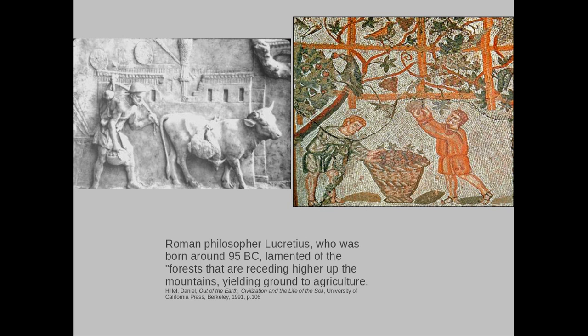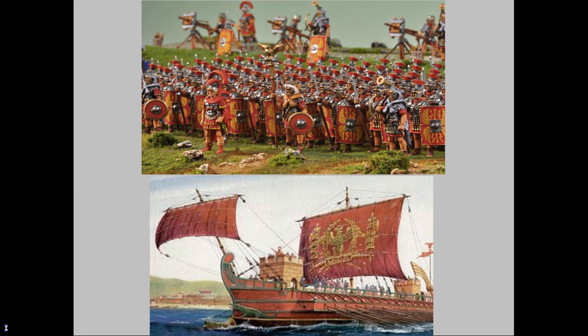growing population. As early as 95 BC, Roman philosophers lamented the forests receding higher up the mountains, yielding ground to agriculture. The ecological stress of a growing population was felt very early on, and Rome did as the Greeks did, turned to military empire. The top picture here is a reenactment of Roman military strategy.